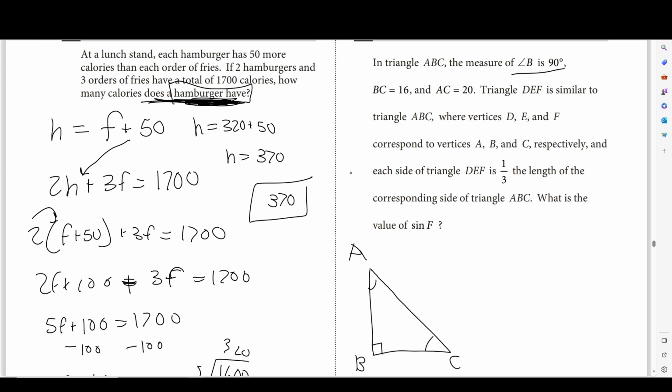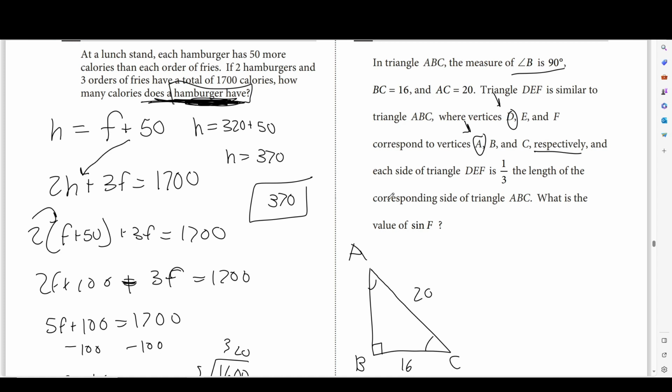Next, it's saying that BC is equal to 16 and AC is equal to 20. Now it's saying that triangle DEF is similar to ABC, where vertices DEF correspond to vertices ABC respectively. Whenever you see respectively, that means the two lists correspond. So D corresponds with A, because they said respectively, the first thing of this list has to correspond with the first thing of that list.